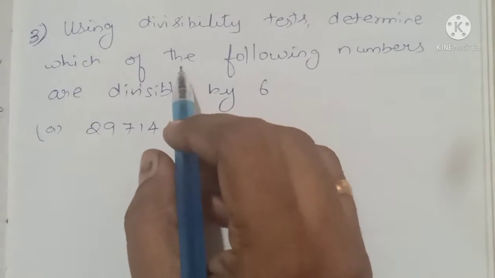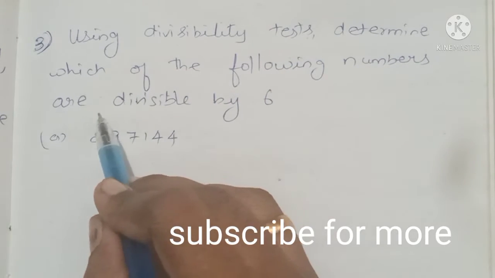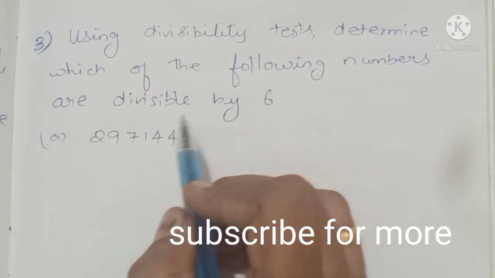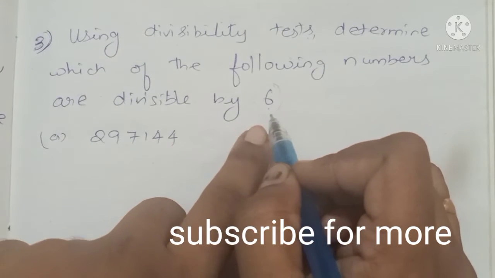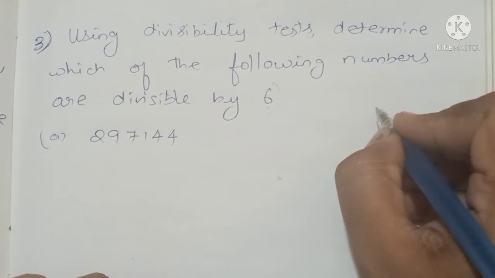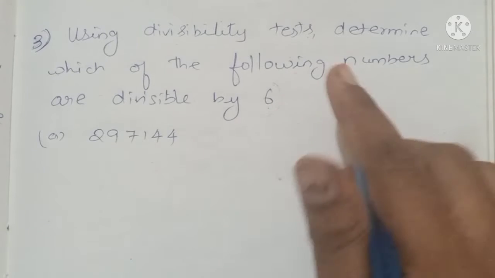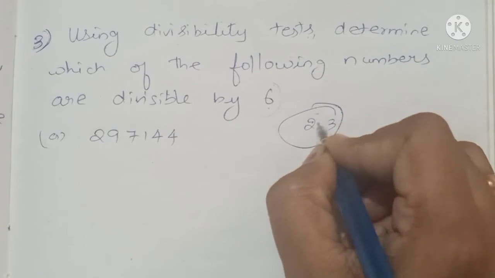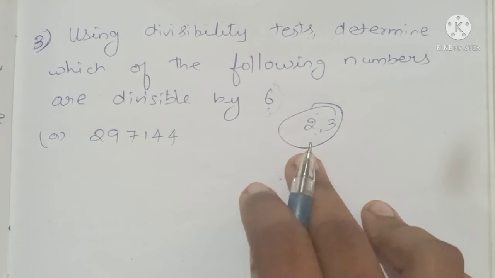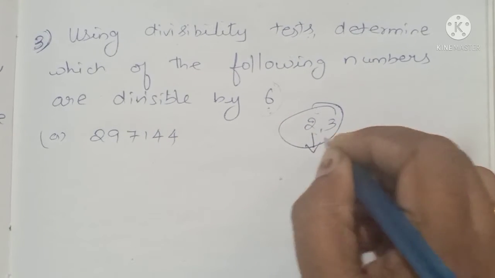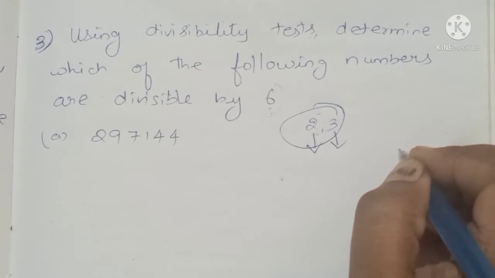Sum number 3. Using divisibility test, determine which of the following numbers are divisible by 6. So here, what is the condition for divisibility of 6? The condition is that the number should be divisible by both 2 and 3. If a number is divisible by both 2 and 3, then we say that the entire number is divisible by 6. So for that we have to see the divisibility condition for 2 and the divisibility condition for 3.